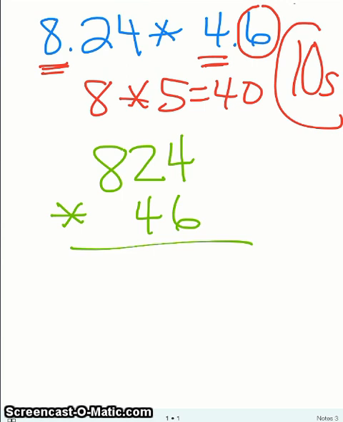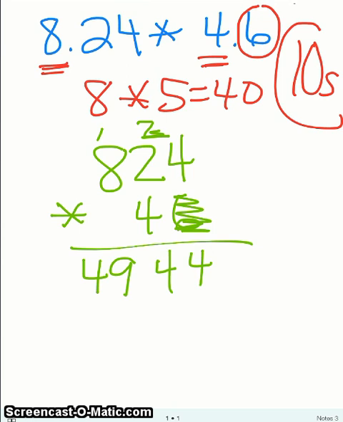6 times 4 is 24. 4 goes down, 2 goes up. 6 times 2 is 12, plus 2 more. 14 is hopefully what you're thinking in your head. 6 times 8, plus 1 more, 49. I'm done with the 6, so I'm going to go ahead and cross it out, get rid of any numbers up here that I was using.